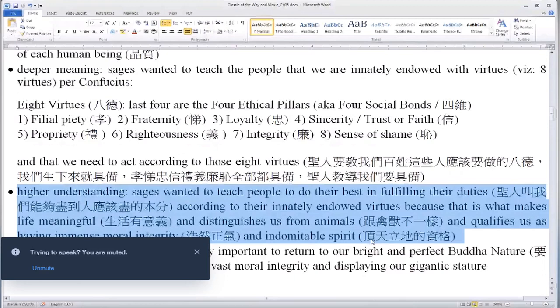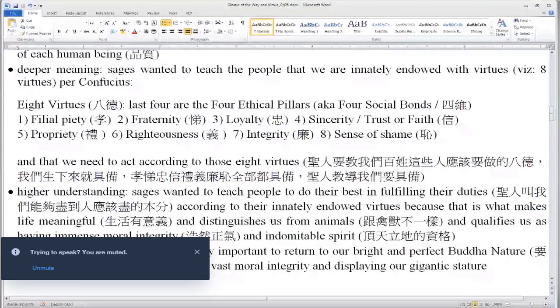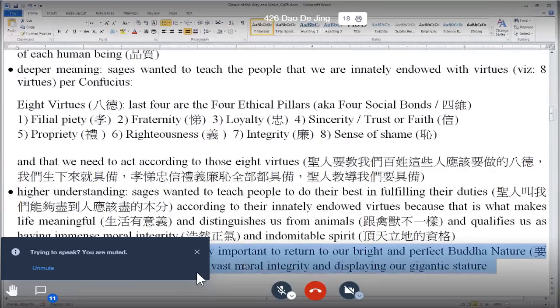The key point is this. It's very important to return to our birth Buddha nature, our perfect Buddha nature, by nurturing our vast moral integrity and displaying our gigantic stature. So that's what the second phrase means.